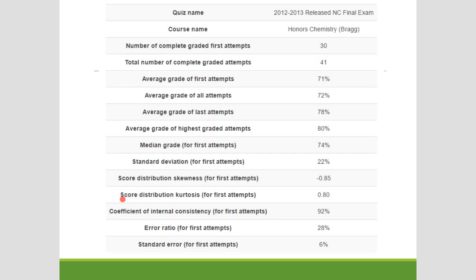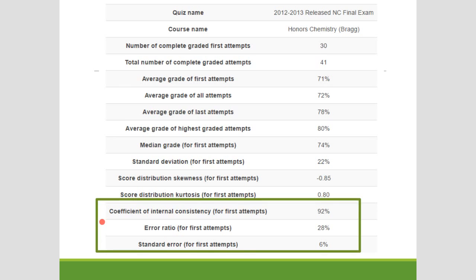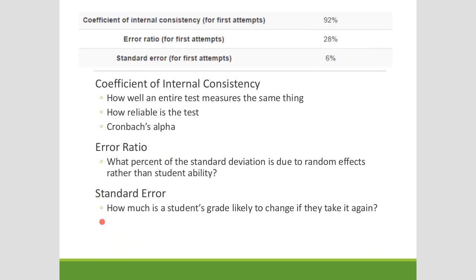The statistics here that we really need to talk about the most, that matter the most in terms of designing a good quality test, are these last three down here. Those are your coefficient of internal consistency, which for those of you who know a little bit about stats, is the same thing as Cronbach's alpha, the error ratio, and the standard error. So we're going to talk just a little bit about each one of these so that you understand what these numbers you're looking at are.